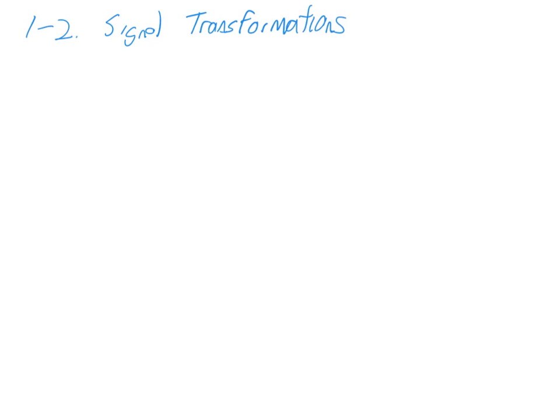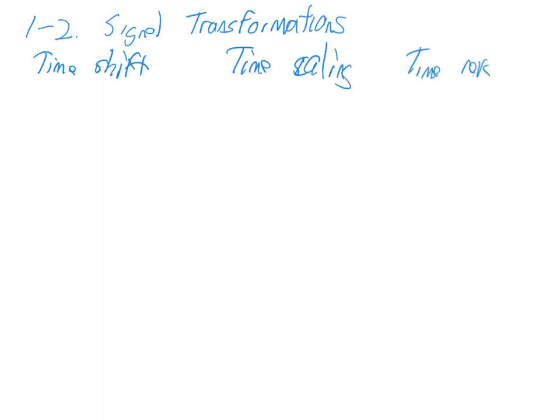So the three transformations that we're going to look at are time shift, time scaling, and time reversal. These are very common ones that are going to be useful to us in describing all sorts of systems.